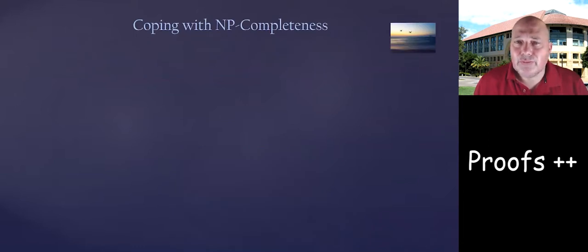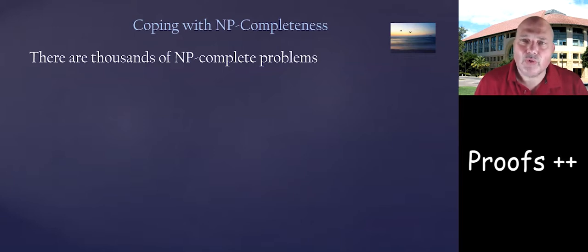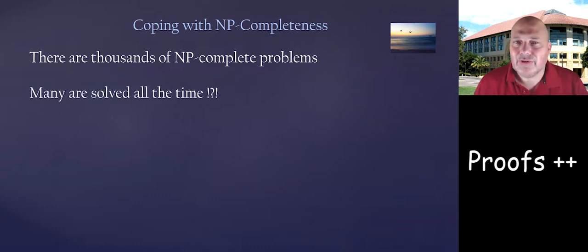So, coping with NP-completeness. There are thousands of NP-complete problems, and they are very interesting, and they are in many areas, and we can't ignore them. So many of them are solved all the time, although they are NP-complete. And there are various ways in which we handle NP-complete problems. That's referred to as coping with NP-completeness. The fact that we know that a problem is NP-complete doesn't mean that we are just giving up and continuing with something else. Sometimes we just need to solve it. And there are various ways in which we can solve NP-complete problems.